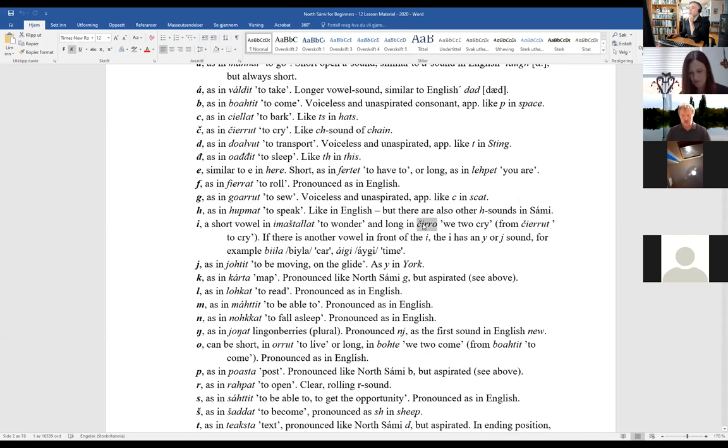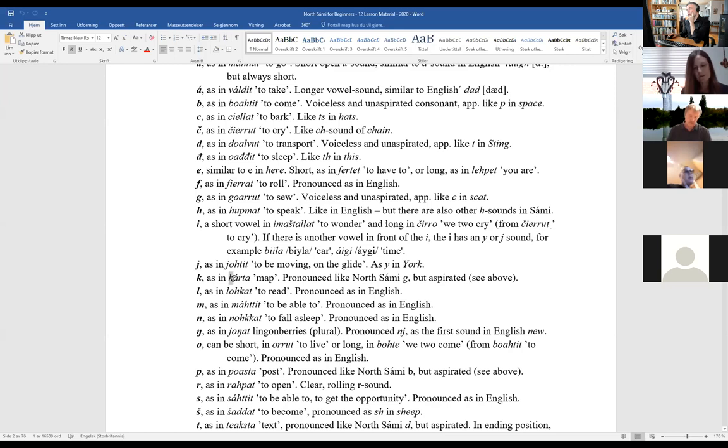And it's long because it's earlier been a double, a diphthong, chirrut, to cry, and then chirro, it keeps some of the length there. And then it can also be like a ye sound, like bila. The first I here is an E, but then the second I is a more Y sound, bila. This is the way we write it in North Sámi, B-I-I-L-A. But here I've tried to write it in a phonetic way. Aiki. And then we have J, as in jochtit, to be moving, as in York.